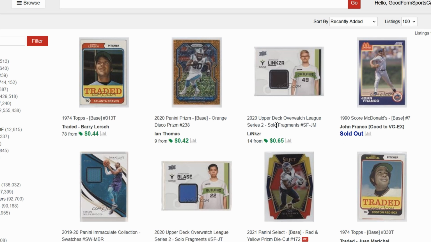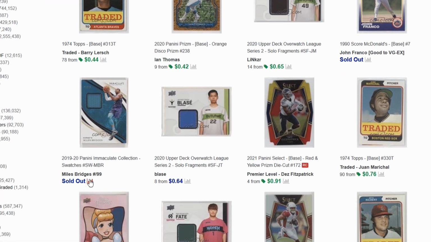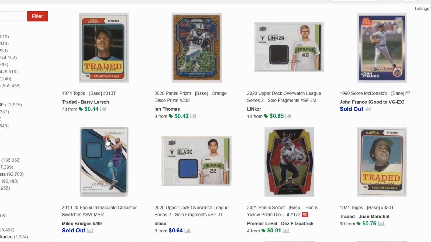Sold out already. So somebody apparently liked that Score McDonald's card. Same with this Miles Bridges. Someone must have listed that really low. So you can see it moves quick. But those are some spots to go for buying.